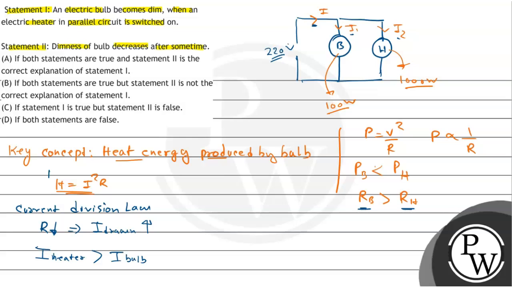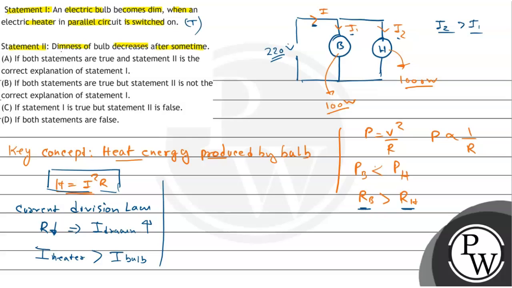Now as we discussed that heat energy, that is H is equal to I square R, so it is depending upon the current. So you can say that in case of when the heater is switched on, the current flowing through it, that means I2 is greater than I1 when the switch is on, right? So the brightness of the bulb gets low, or you can say the bulb gets dimmed when the heater is switched on. So our statement 1 is true, right?